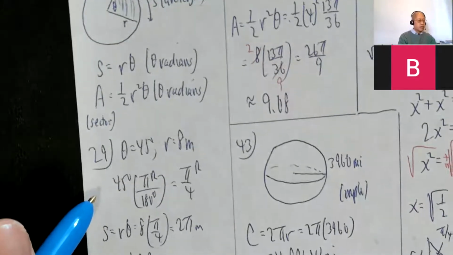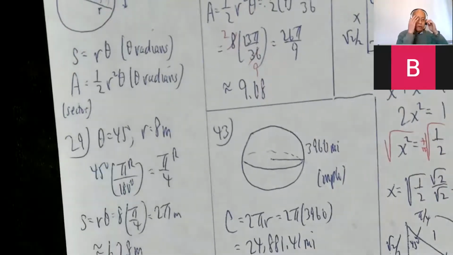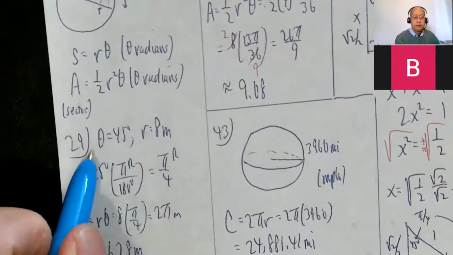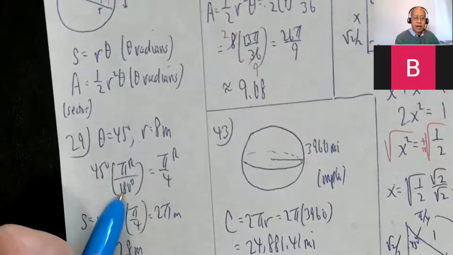So problem 29. Theta is 45 degrees. Radius is 8 meters. First change this, 45 degrees times pi over 180 r.